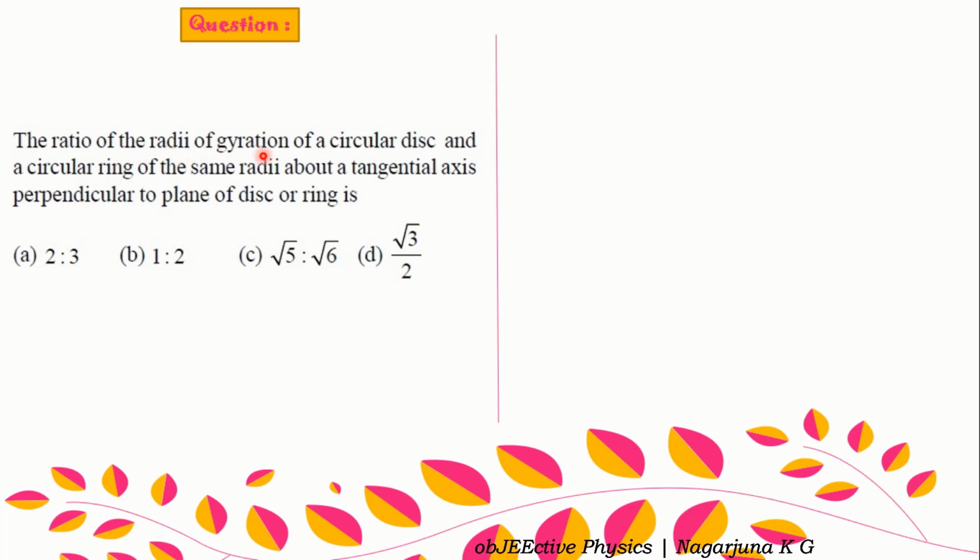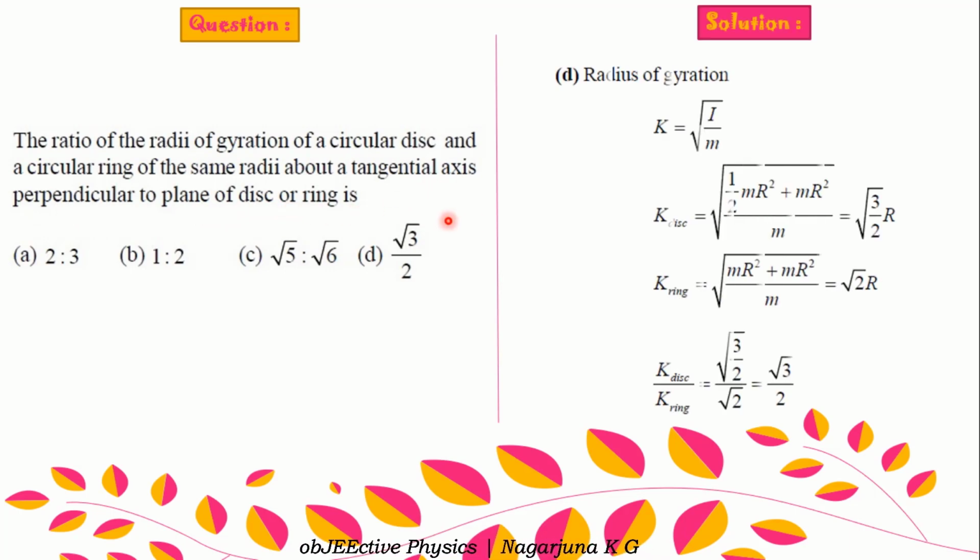The ratio of the radii of gyration of a circular disc and a circular ring of the same radii about a tangential axis perpendicular to the plane of the disc or ring is? Solution: Radius of gyration K = √(I/M). K for a circular disc is √(3/2) R, for the ring √2 R. Therefore K of disc divided by K of ring is √3/2. Option D is the right option.